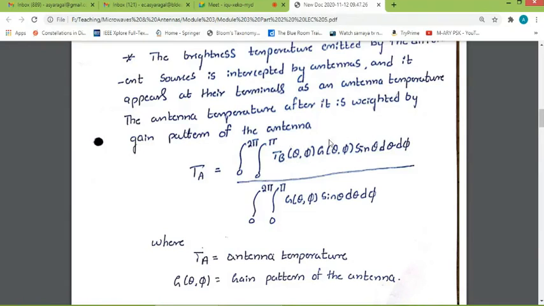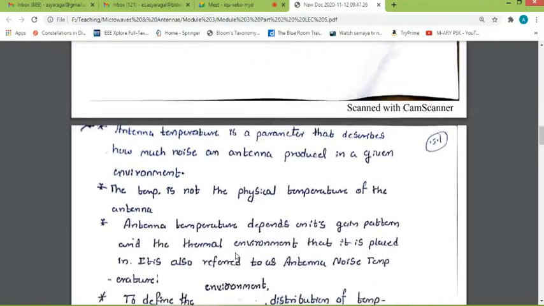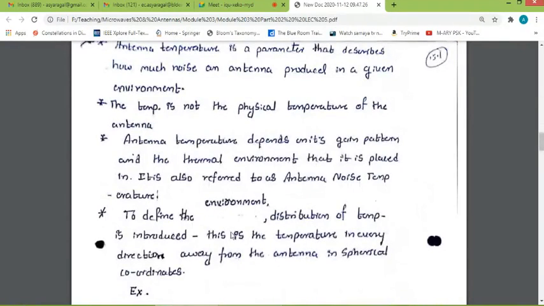Brightness temperature, gain pattern of an antenna, sin theta d theta d phi, divided by the gain pattern of an antenna here. This will give me the antenna temperature. The certain points which I have discussed have been listed here.